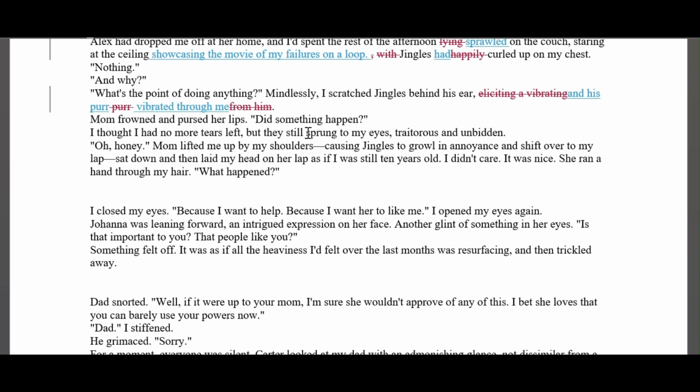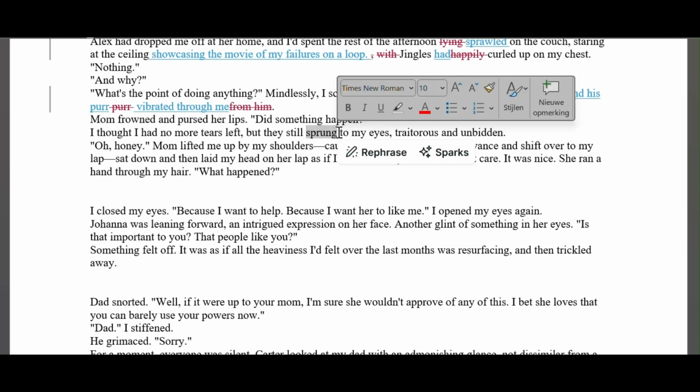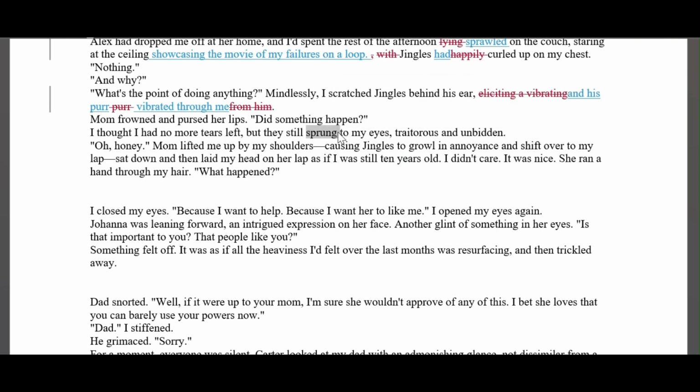But they still sprung to my eyes, traitorous and unbidden. So we have sprung here, which, yeah, that shows. Tears springing to your eyes, so that is also fine.